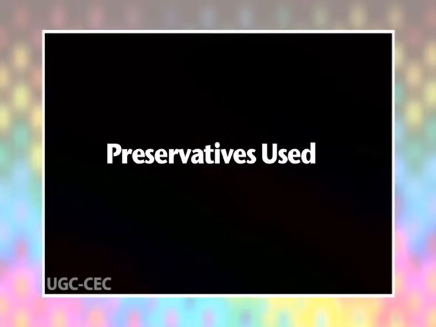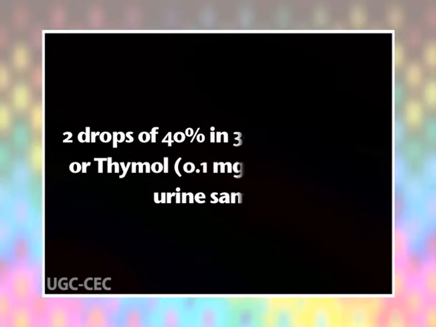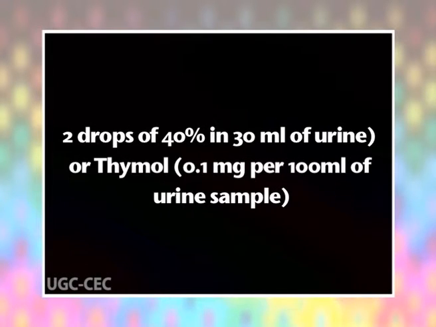Now let's discuss the preservatives used. The most satisfactory form of preservation is refrigeration at 4 degrees Celsius combined with chemical preservation. Commonly used forms of preservation earlier were formalin, 2 drops of 40% in 30 ml of urine, or thymol, 0.1 milligrams per 100 ml of urine sample. Nowadays, tablets containing a mixture of chemicals are widely used.